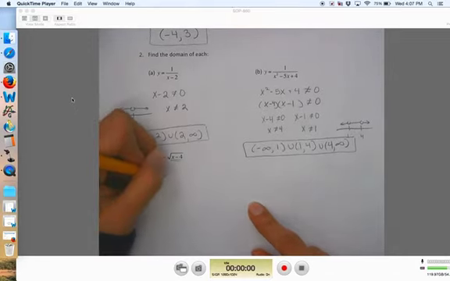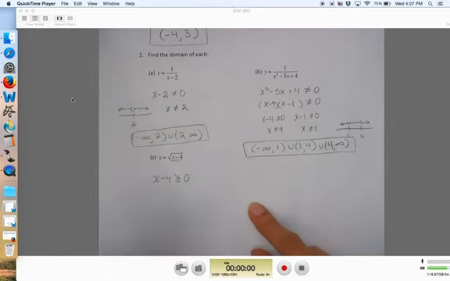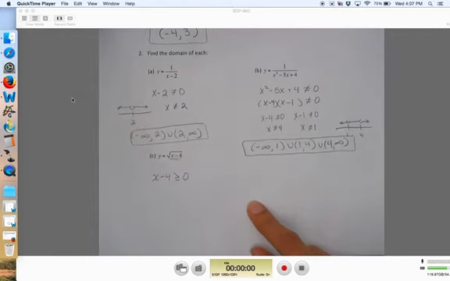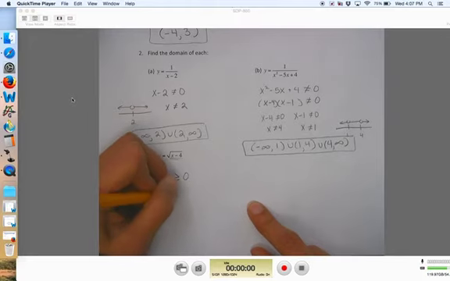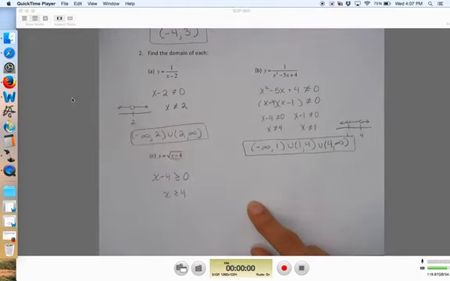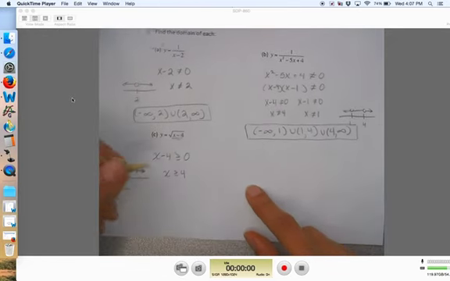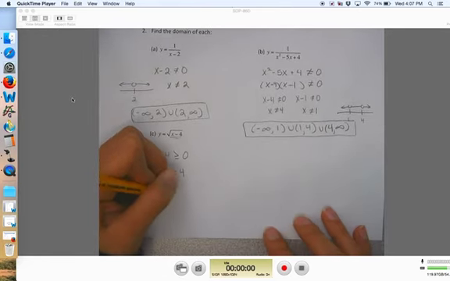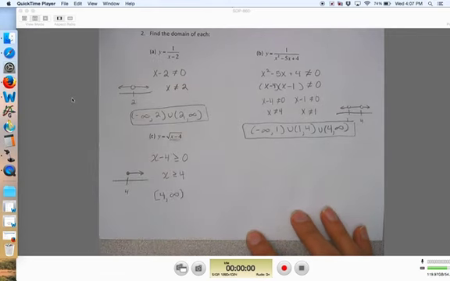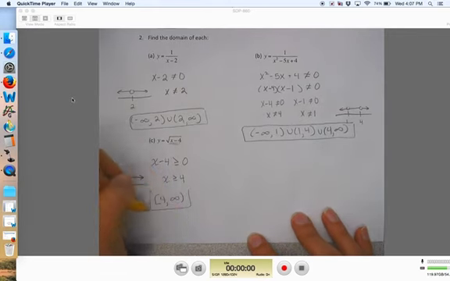You say x minus 4 is greater than or equal to 0. So x has to be greater than or equal to 4. You can't plug in anything less than 4. On a number line, that would look like this. And in interval notation, we would have bracket 4 to infinity.